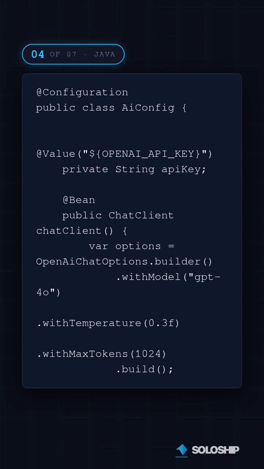Look at how the options object is built inline using the builder pattern. Model name, temperature, and max tokens are all explicit. Nothing is left to framework defaults. The API key flows in from the injected environment variable, never from a property file. This is the configuration shape your production environment actually needs.